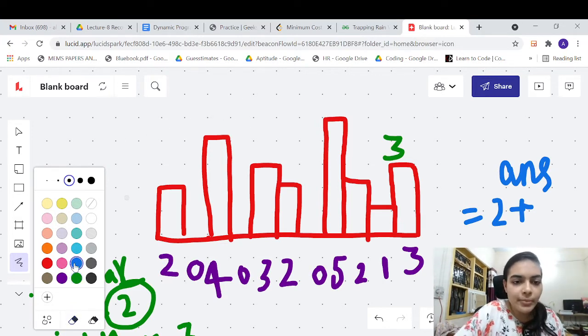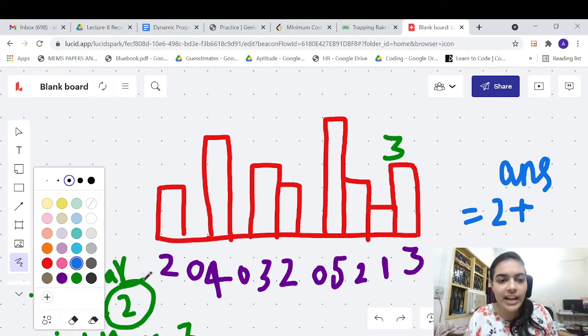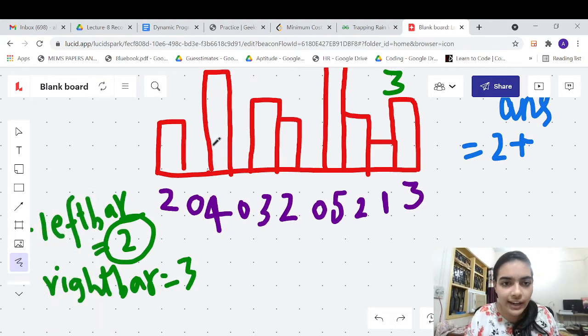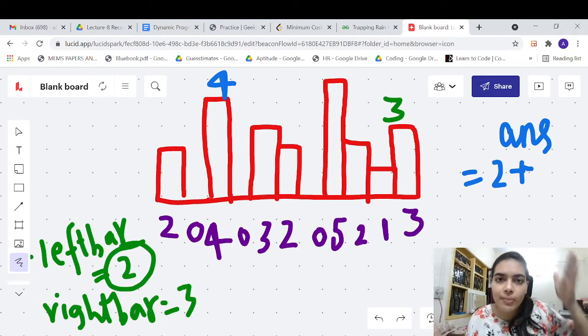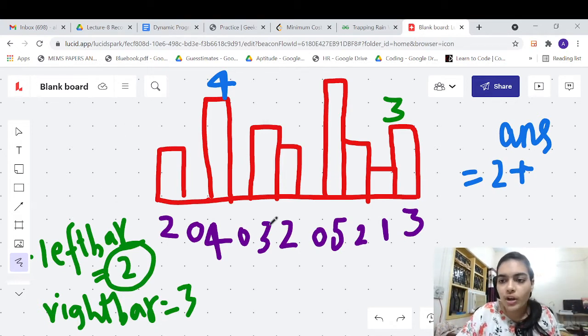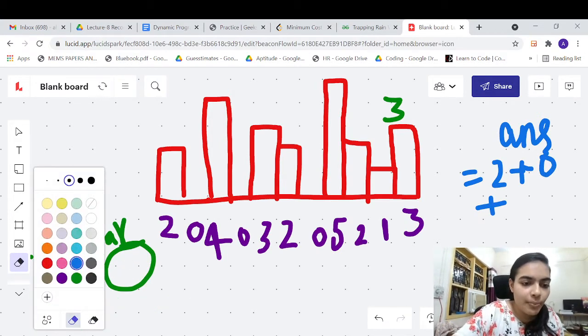If we are seeing any element that is the maximum, how can it store water? Water will spill from here. There is no block on the left to support it, because the left block is smaller than the current height. Current height is 4, left height is 2, so 2 is smaller than 4, so there is no element to support it on the left side, so it will not store any water. So this block will store 0 water. But this block can support other blocks.